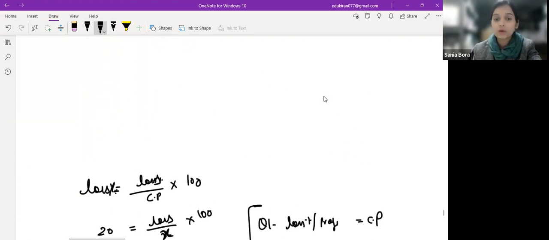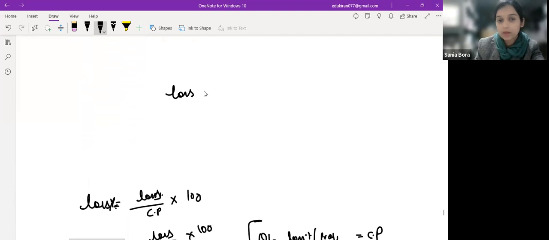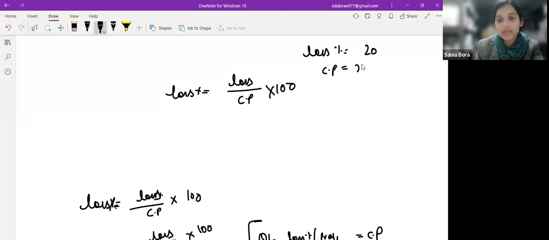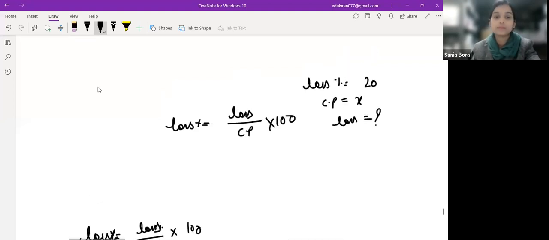Ma'am. Okay, so now Naisha, do it on your own. This is the formula. Loss percentage equals loss divided by CP multiplied by 100. Find loss. Your loss percentage is 20 and your CP is X. Find me the value of loss quickly. Okay, ma'am. Others, you already knew it, so you can start solving the question, right? This is the thing. Loss percentage is given, CP is given. So, everybody find loss first, okay? Everybody find the loss and tell me the answer.